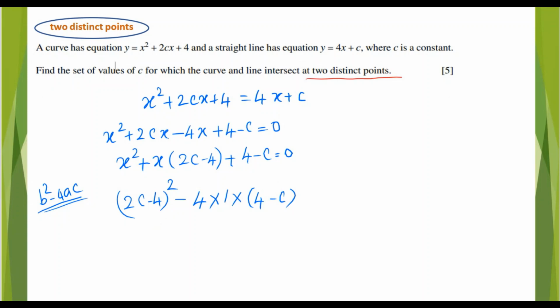So now let us expand this one. So 4c square minus 16c plus 16 minus 16 plus 4c. Okay, actually this is greater than 0 because two distinct points.